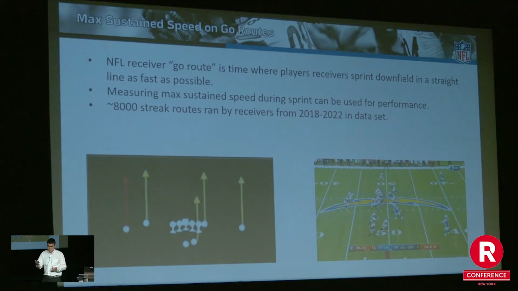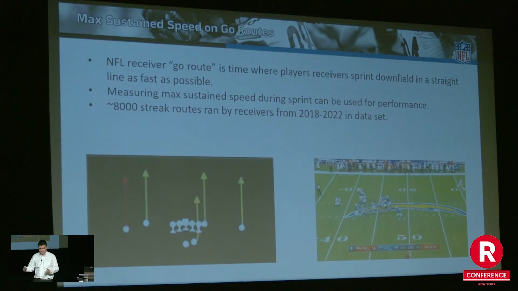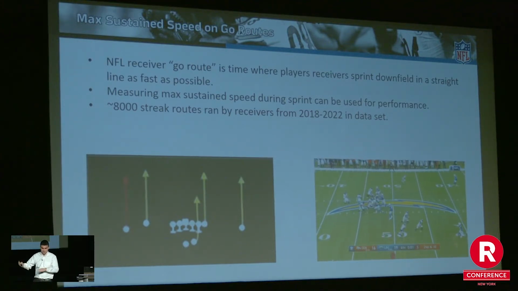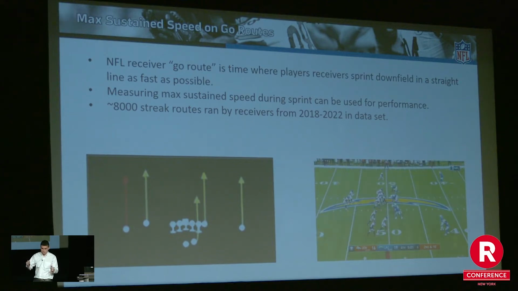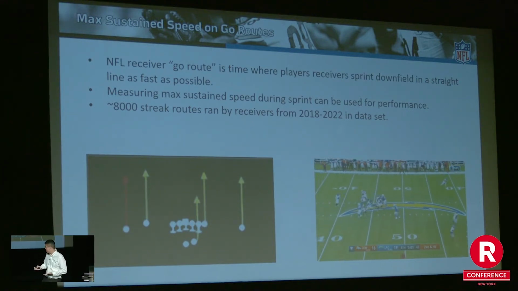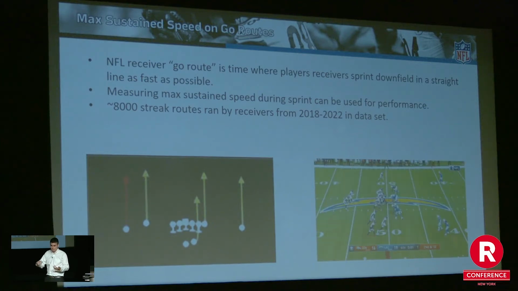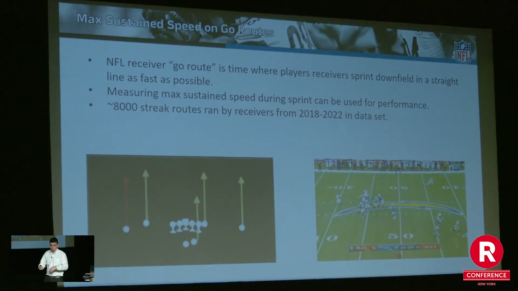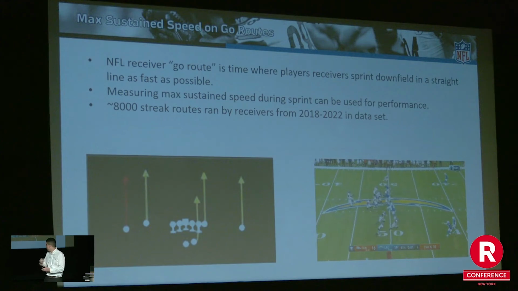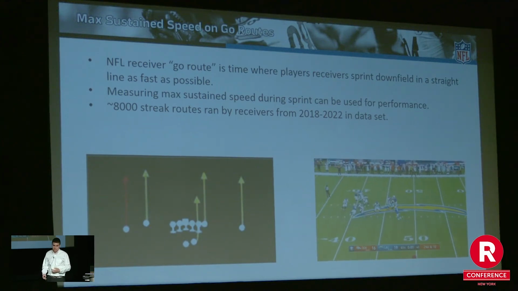If we were to do another route, like receivers running a curved route or a route with a cut in it, that'd also be difficult because they might not be running at their full speed, because they're anticipating some sort of curve or some other quick movement. So that's why we're going to focus on the go route.